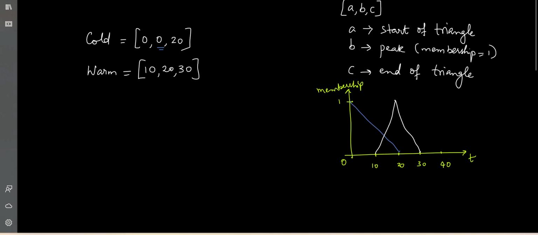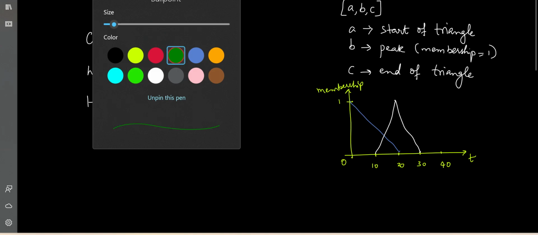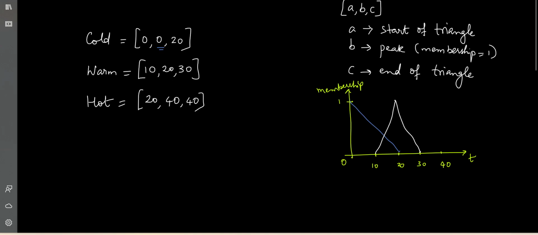This is for warm. And similarly for hot, we have a start at 20, a peak value at 40, and the final value is also 40 because that is the end. Hot can be shown by a different color. Let us say we are showing it by this color. So at 40 it's going like this. These are the three levels. For understanding purposes, I will write A, B, and C above the values also.